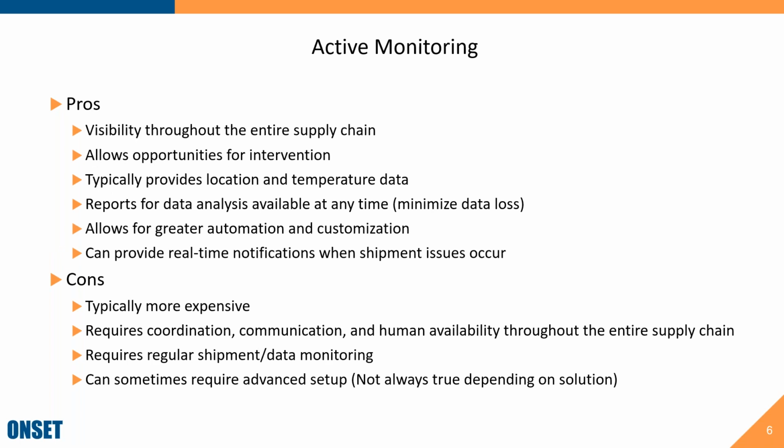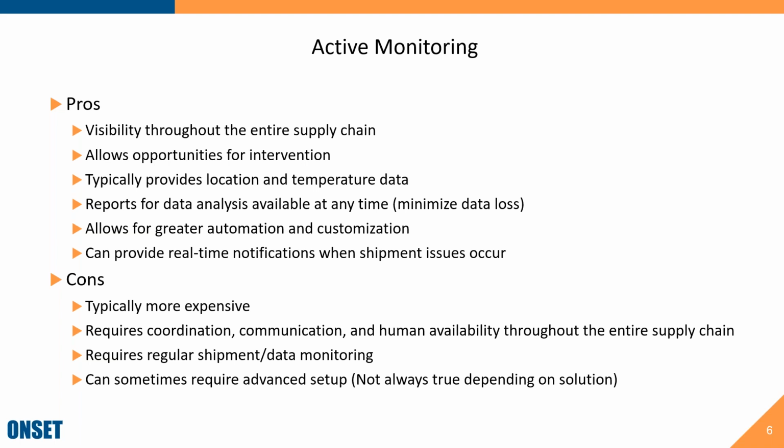Active monitoring systems are really the opposite of passive: you have lots of visibility throughout the entire supply chain. And that really allows for opportunities for intervention. It typically provides both location and temperature data, depending on the type of device or system you're using. So it doesn't have to be a cellular data logger to get location data. There are other options out there. Reports for data analysis can be made at any time because the cellular loggers are constantly sending up data, and you can get data in real time, produce reports in real time, make decisions in real time, and really help to prevent product loss and increase efficiencies throughout your supply chain.